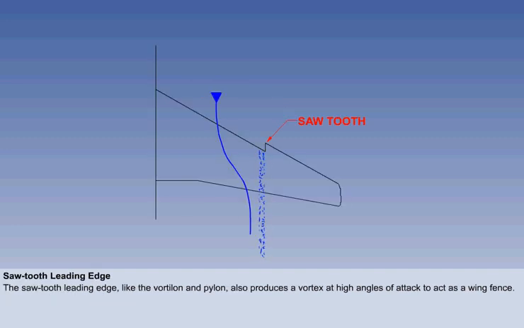Finally, there is a feature rarely used on modern high-speed jet transports, but which did appear on earlier generation jets, such as the Comet airliner and the Hunter. The sawtooth leading edge, like the vortilon and pylon, also produces a vortex at high angles of attack to act as a wing fence.